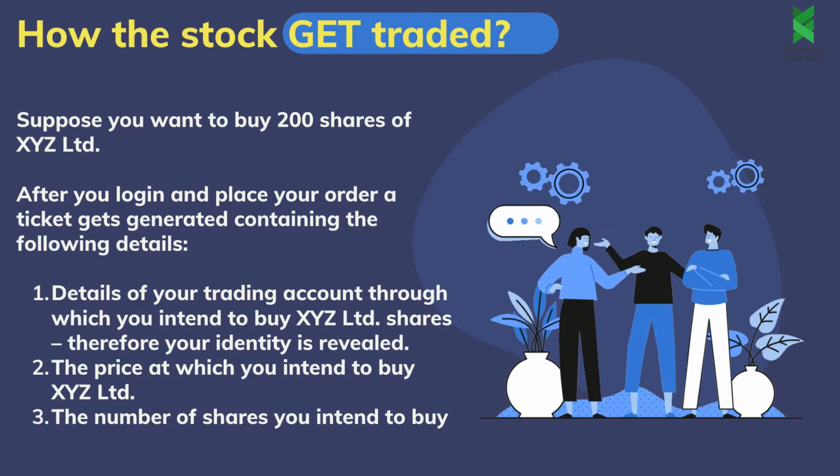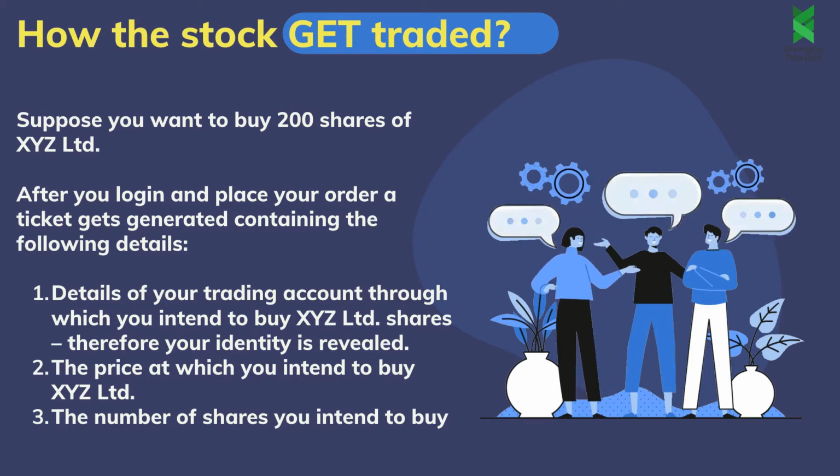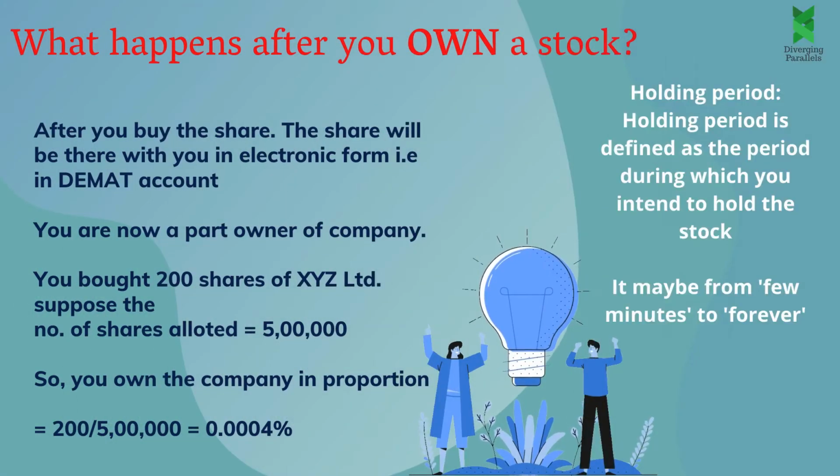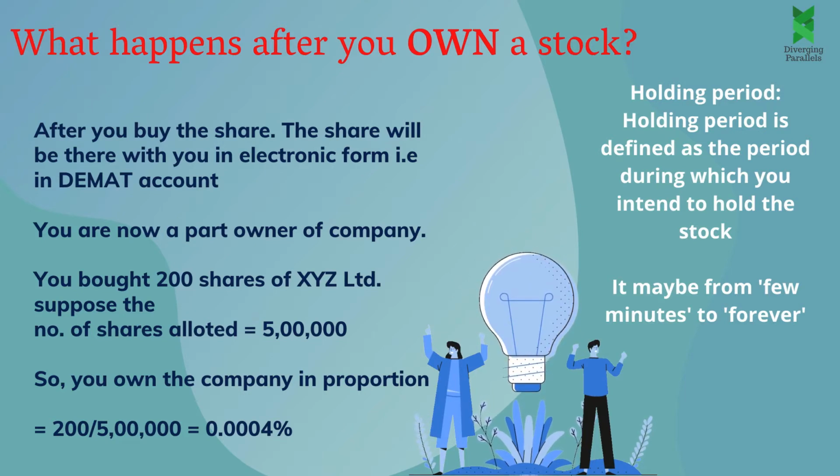So, after the ticket is generated, we buy a stock. Now, let's see what happens after we own a stock. After we buy a stock, the share will be there in electronic form, and the share will be transferred to the demat account, that is the dematerialization account. Previously, a hard copy was allotted to you, but now the whole system is electronic and the storage is also electronic, which is in the demat account.